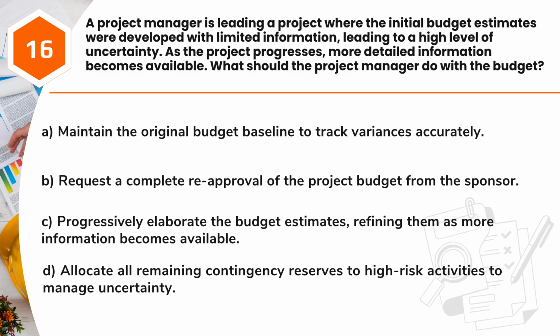Question 16. A project manager is leading a project where the initial budget estimates were developed with limited information, leading to a high level of uncertainty. As the project progresses, more detailed information becomes available. What should the project manager do with the budget? A. Maintain the original budget baseline to track variances accurately. B. Request a complete reapproval of the project budget from the sponsor. C. Progressively elaborate the budget estimates, refining them as more information becomes available. D. Allocate all remaining contingency reserves to high-risk activities to manage uncertainty.